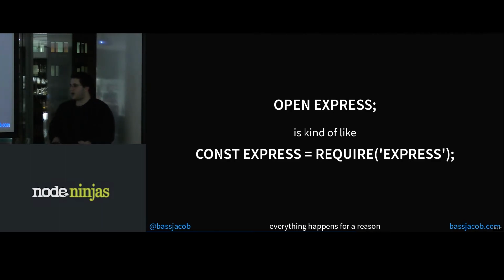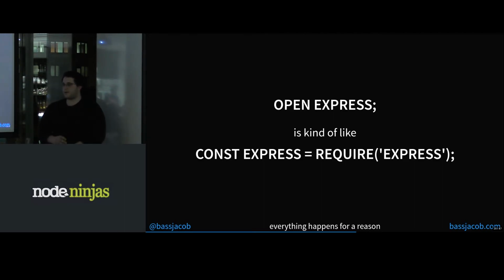So the first line, open Express. Open Express is kind of like const express equals require express. Reason and OCaml have this concept of a module. And a module is quite similar to what a JavaScript module is, or what a Node module is. It's a way of wrapping up behavior and data and allowing it to be consumed by other objects in the system. There are some important differences that I'm not going to go into, where they differ in their behavior or in how you use them.